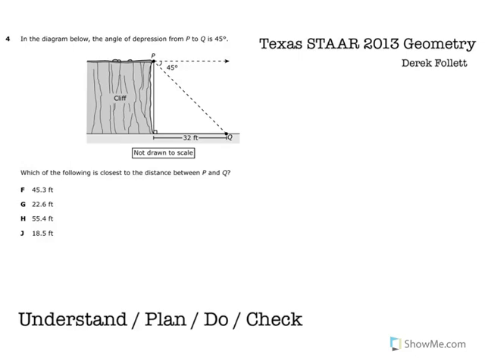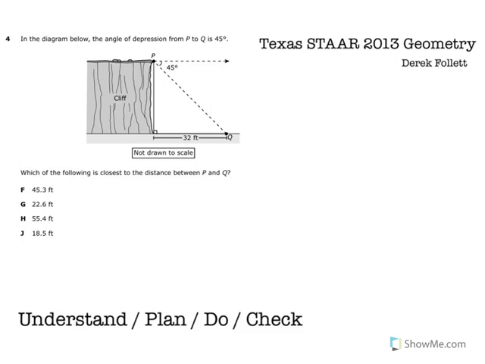Hi, this is question number 4 from the Texas STAAR 2013 geometry exam. The question says, in the diagram below, the angle of depression from P to Q is 45 degrees. And then it has a picture.